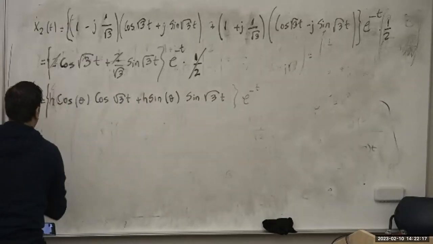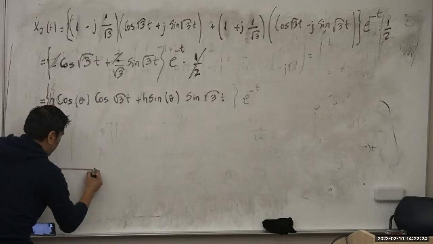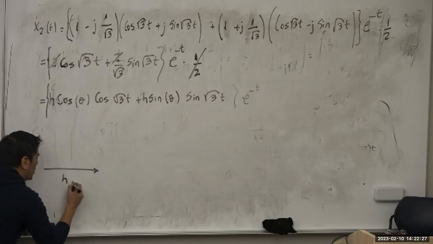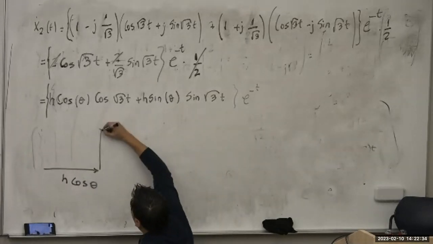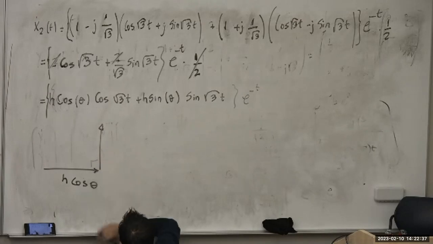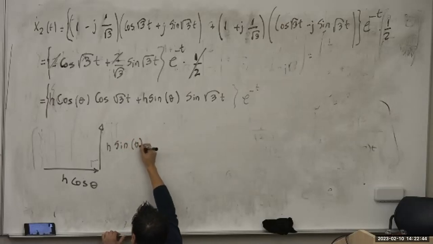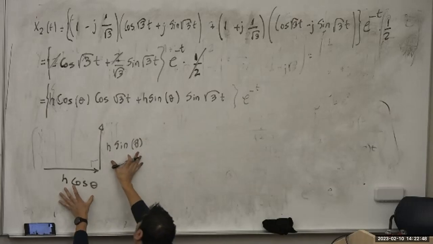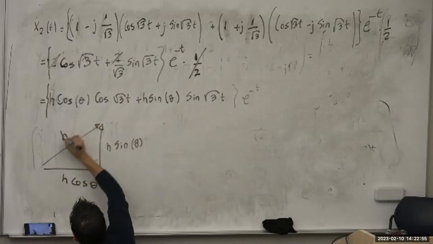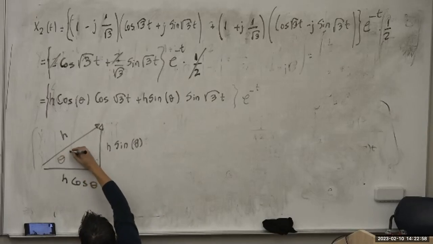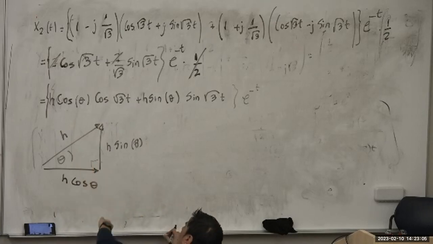So let me explain what that is. Basically, we're assuming here we have a component that is h times cosine of theta, and then we're assuming we have another term that is 90 degrees from the first one, that is h times sine of theta. If we take these two to the square and we sum them, we will get this part that has a length of h, and the angle here will be theta. So the question is, how much is h and how much is theta?